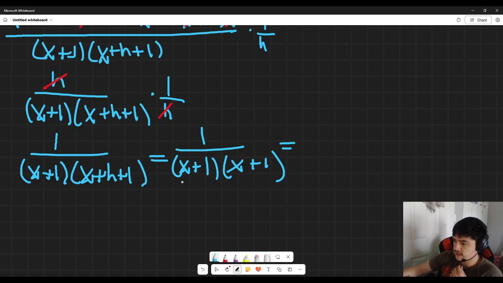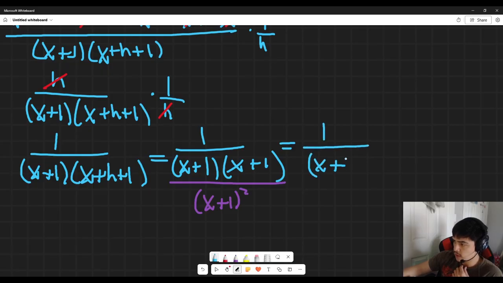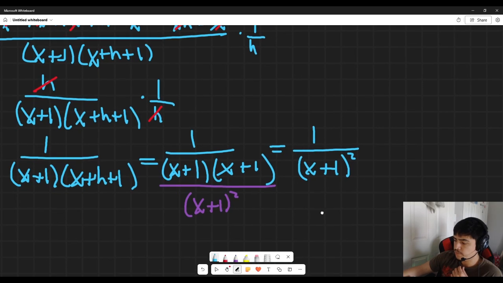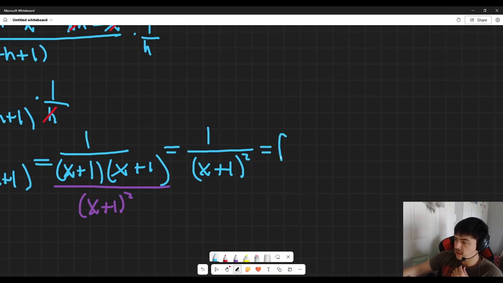And then this is x plus 1 times x plus 1. This is x plus 1 squared, right? It's the same thing being multiplied to each other. So we're left with 1 over x plus 1 squared. And that is our final answer. This is our f prime.